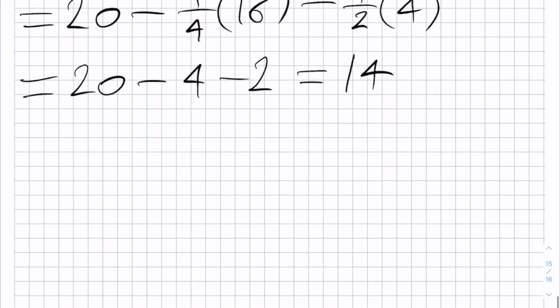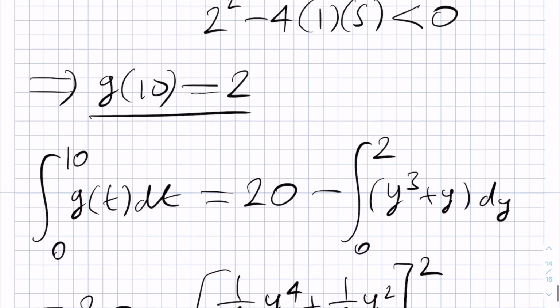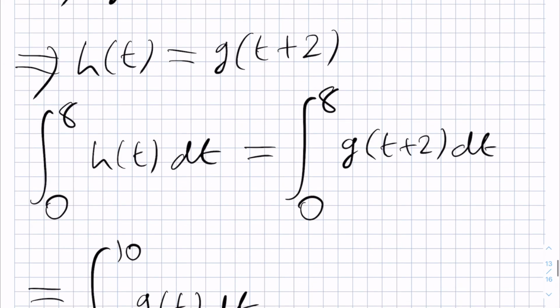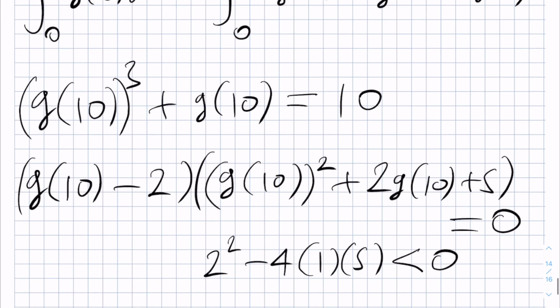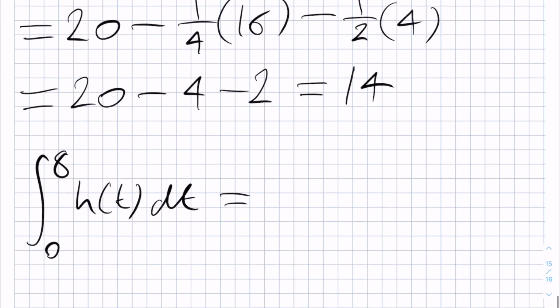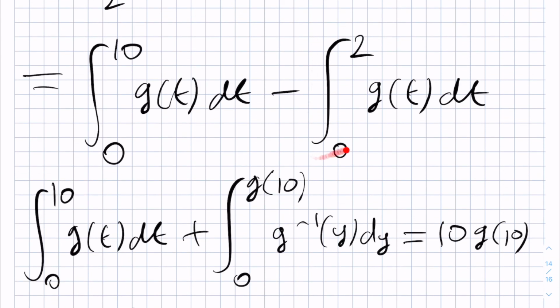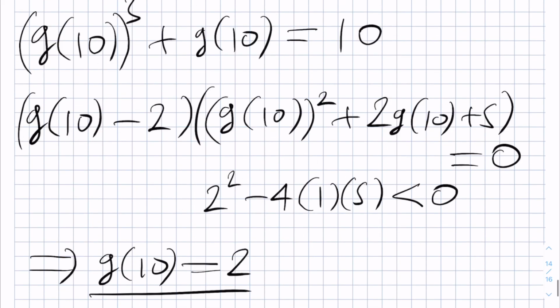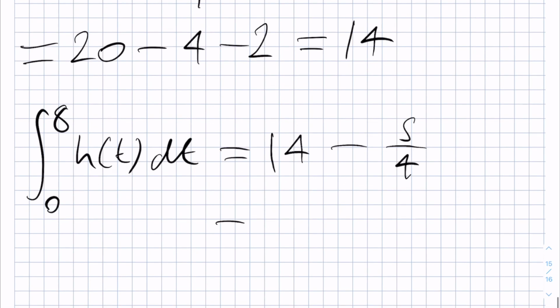So finally, if we want to calculate the integral from 0 up to 8 of h of t dt, as the question asks of us, then we follow the logic here to get that we need to look at this minus this. Well, we just found that this is 14, and in part 2 of the question, we found that this here was equal to 5 over 4. And so, therefore, we have the final answer as 51 over 4.